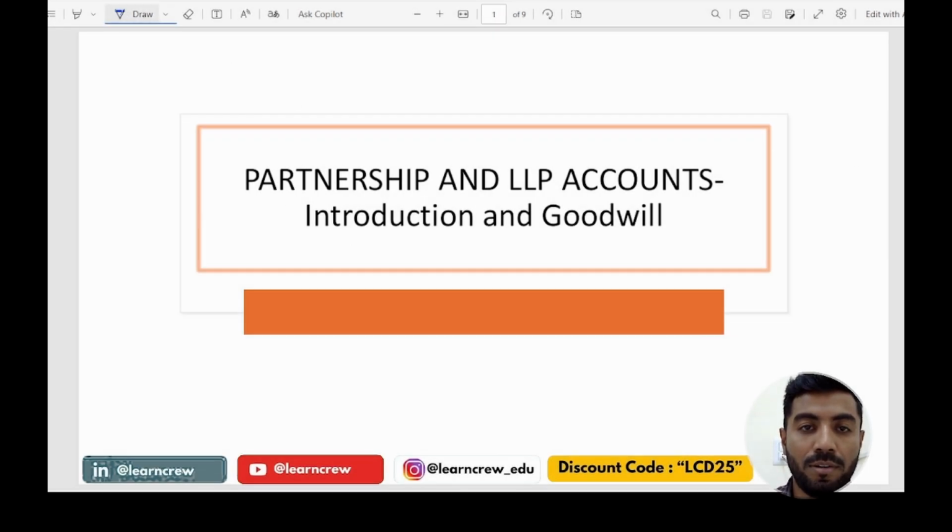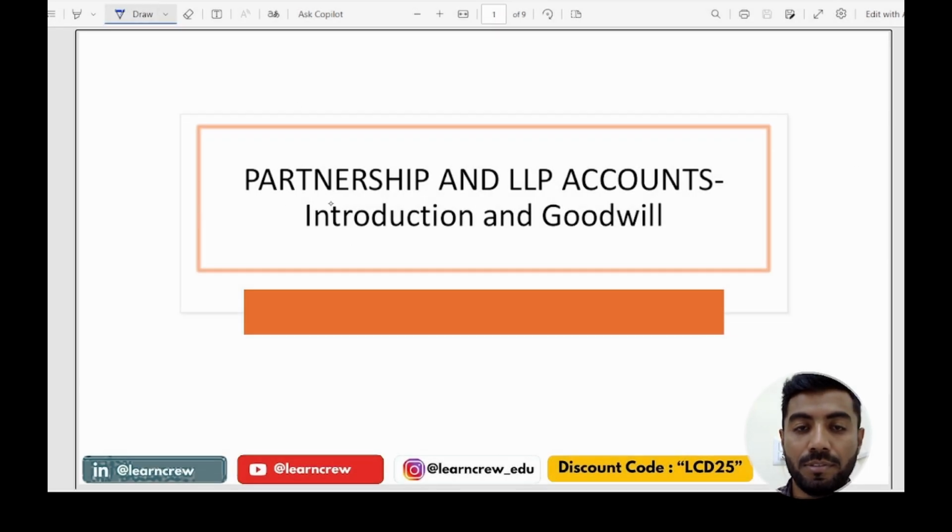Today's discussion is going to be about partnership and LLP accounts. From an exam point of view, partnership and LLP accounts has a weightage of 15 to 20 marks. The next chapter, company accounts, also has a weightage of 15 to 20 marks. So from an exam point of view, these two chapters are very, very important.